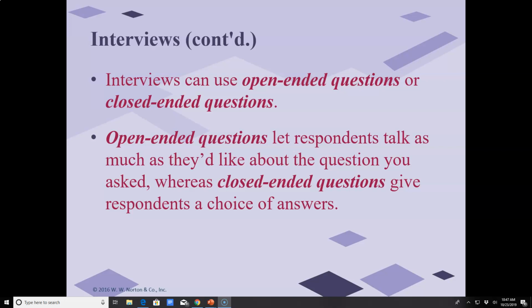A closed-ended question imposes a limit on the possible responses. For example, "Are you for or against couples living together before they are married?" This question doesn't have an option for a middle ground. Respondents are forced to choose either yes or no.